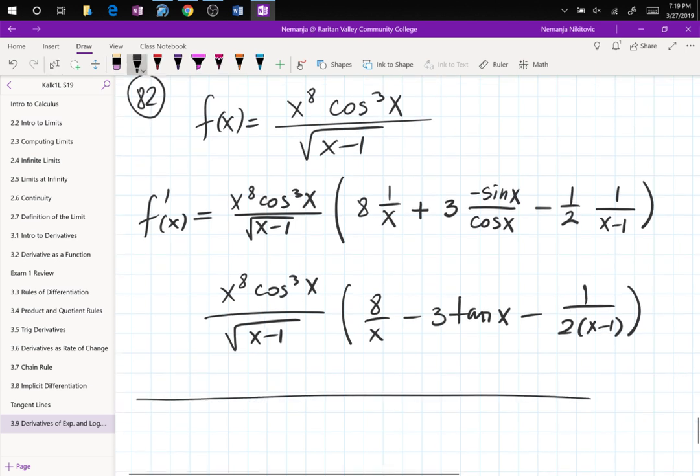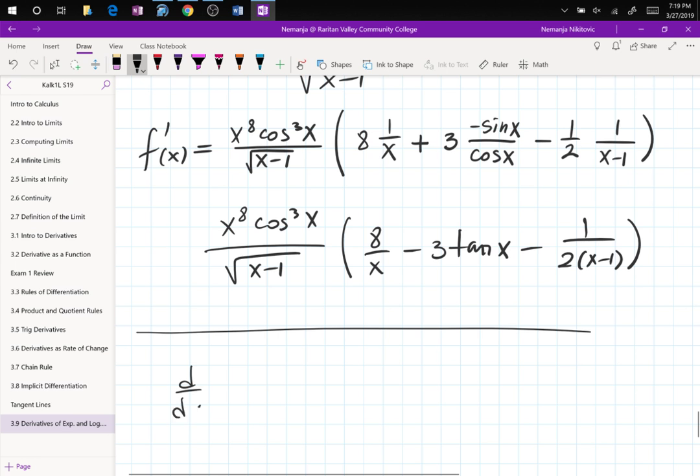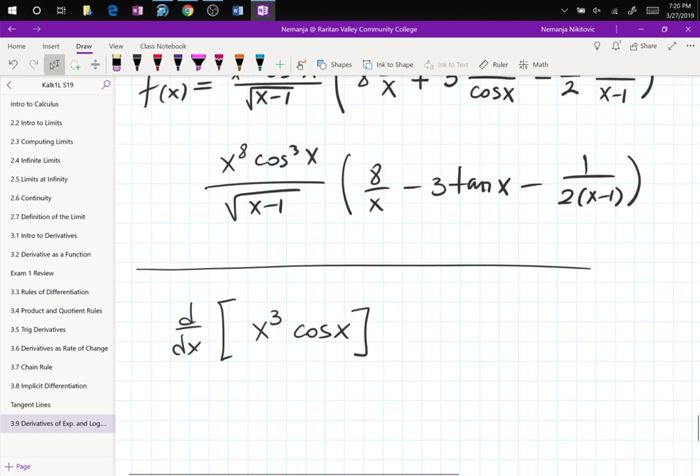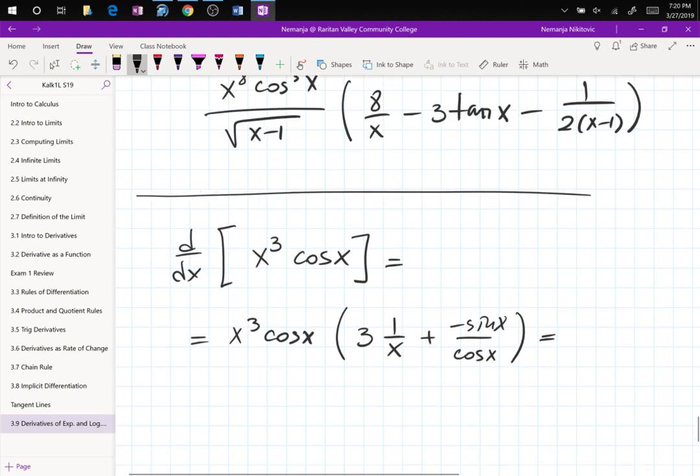At one point in life, you might have struggled with the derivative of x cubed times cosine x. That was a product rule. Copy the first, derivative of the second. Well, right now, you just say, oh, the derivative is copy the entire function. Times, in here, I have 3, 1 over x, plus, because there's no division anywhere, plus cosine goes in denominator, and the negative sign goes on top, and there you go.